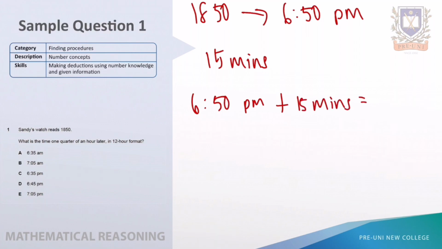Which we would end up with 7:05 p.m. And we can see this is already in 12-hour format since we had converted it before. And so we can conclude that E is the answer. So this is one simple approach that students can take to find the answer for these type of questions.